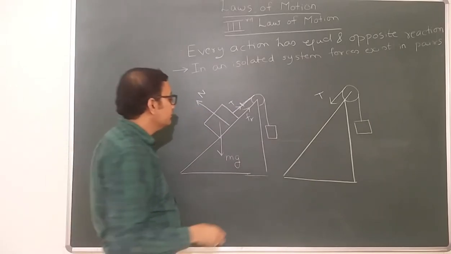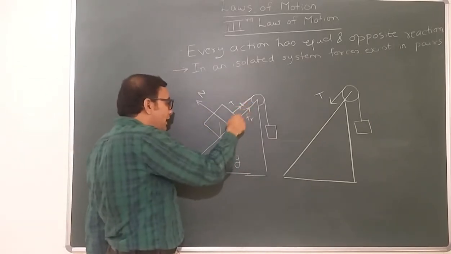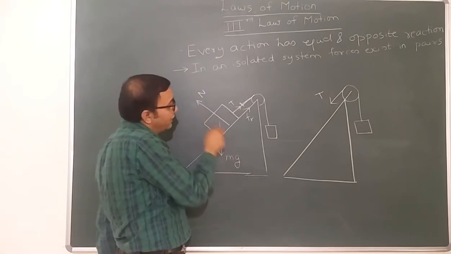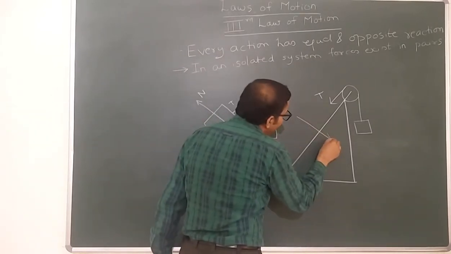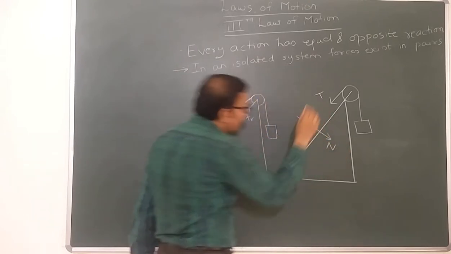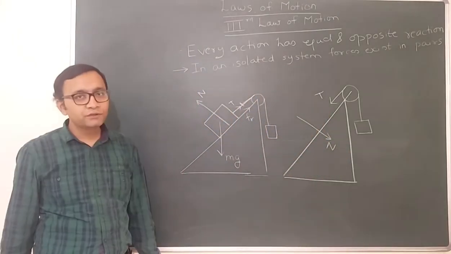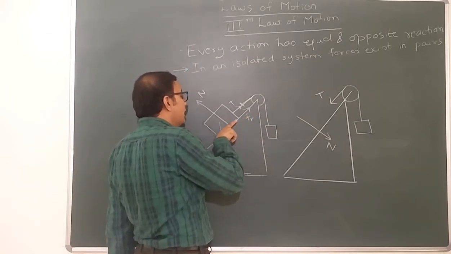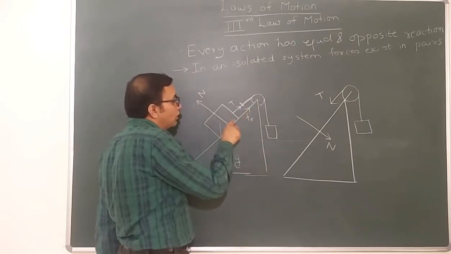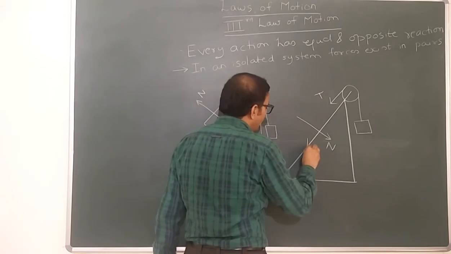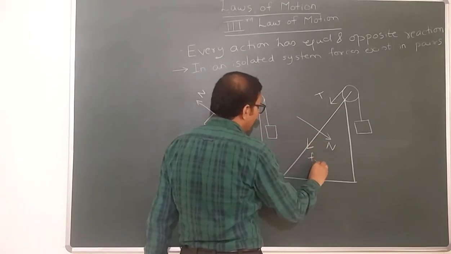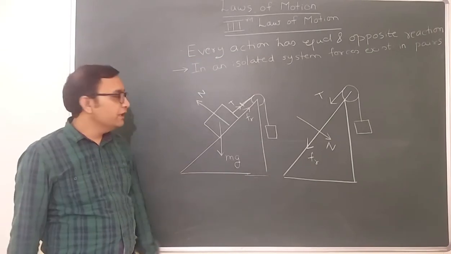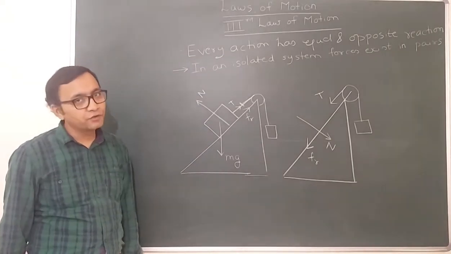This normal force is applied by the inclined plane on the block in the outward direction. So the inclined plane will feel a normal force like this, equal and opposite. Now friction. Friction is in that direction on the block. So on the wedge, friction will be equal and opposite. Like that, you can easily identify the pairs of the forces.